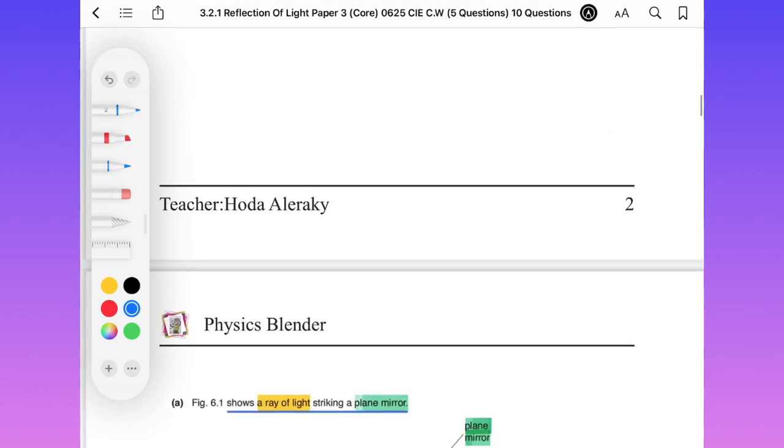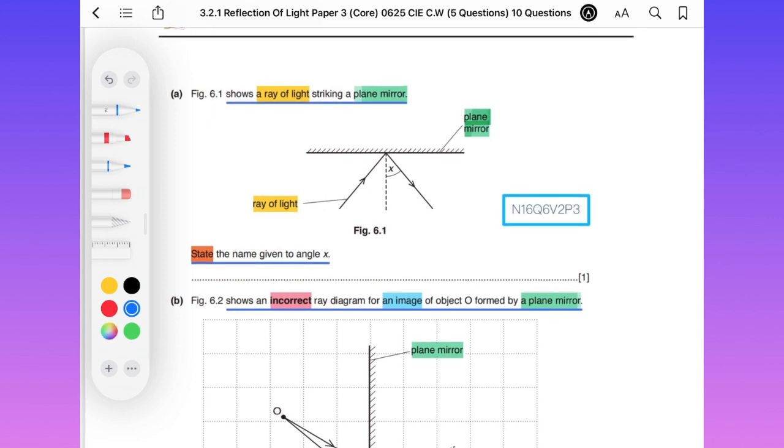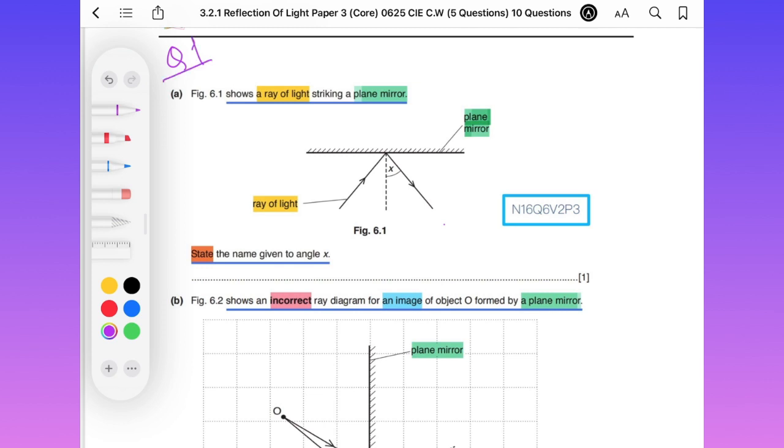Okay, let's start with question 1. Let's use a new color. Question 1, showing here a ray of light striking a plane mirror. State the name given to angle X.